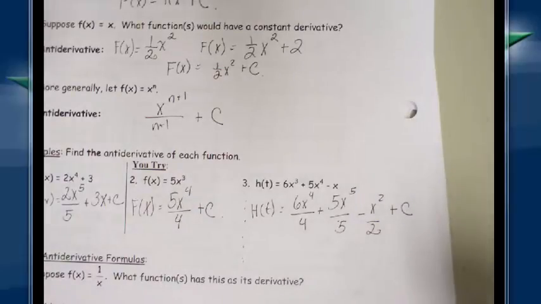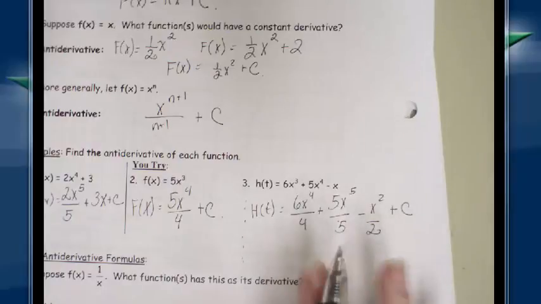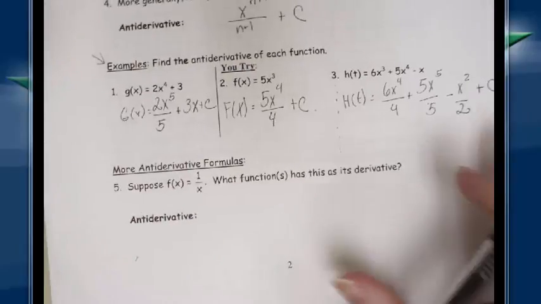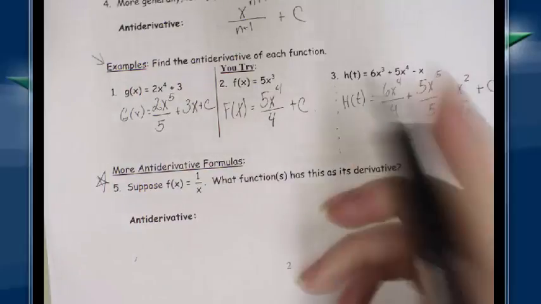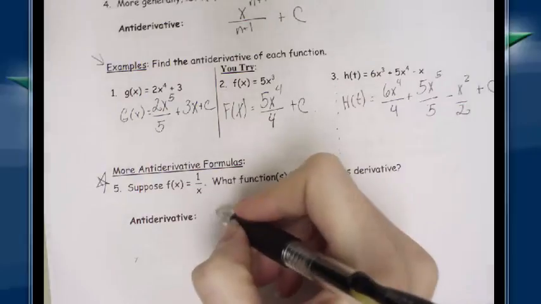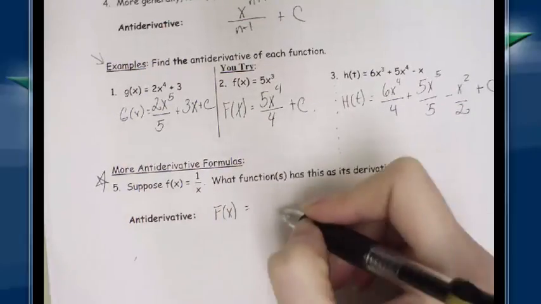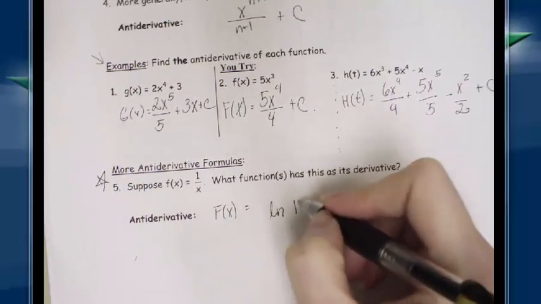Okay. Fabulous. Here we go. More fun stuff. I know you're like, this is the best day ever. Your answer was 1 over x. So I need you to recall, what did we take the derivative of in the fall that the answer was 1 over x? Now, that means my antiderivative is going to be the natural log of x.